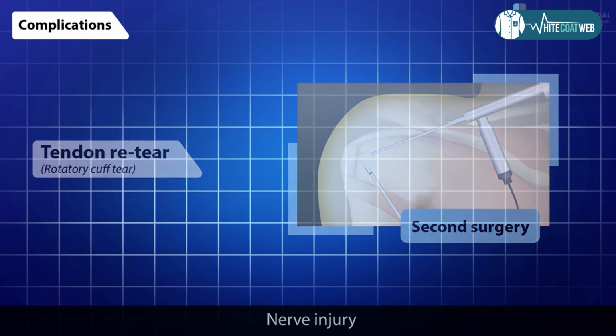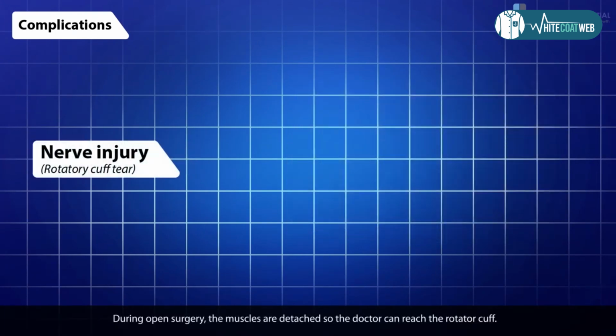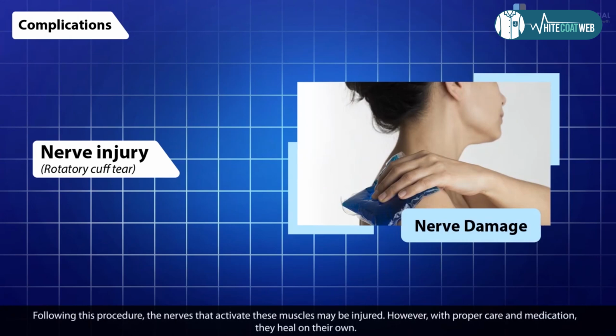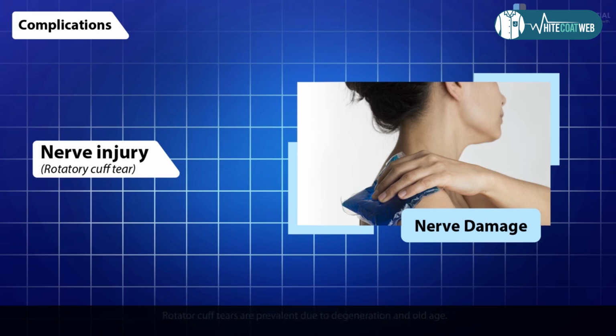Nerve injury. During open surgery, the muscles are detached so the doctor can reach the rotator cuff. Following this procedure, the nerves that activate these muscles may be injured. However, with proper care and medication, they heal on their own.